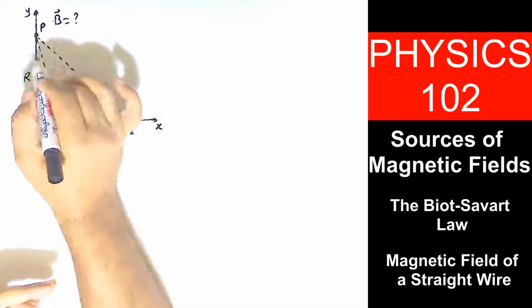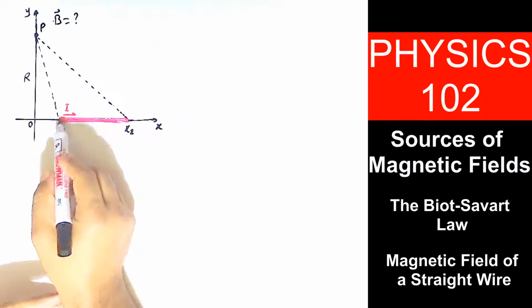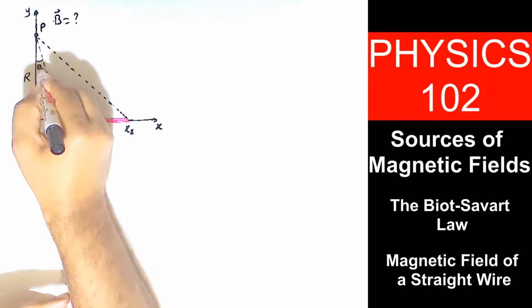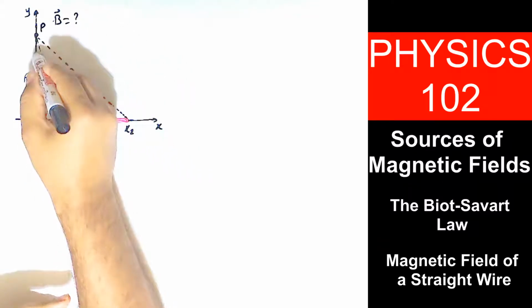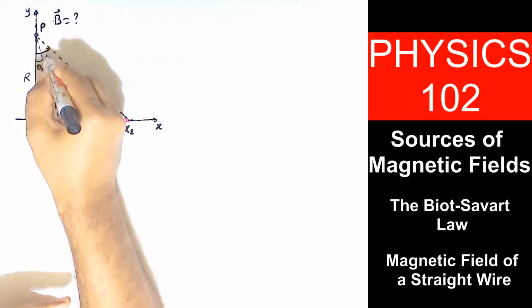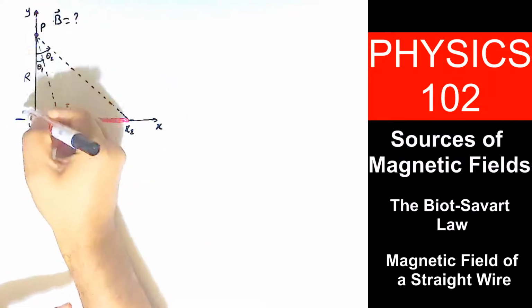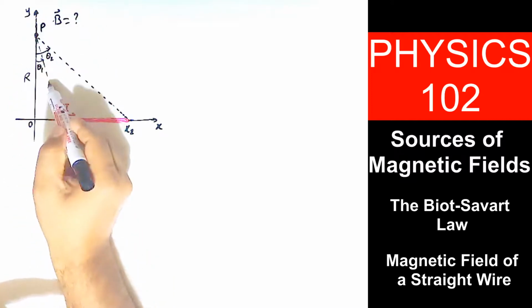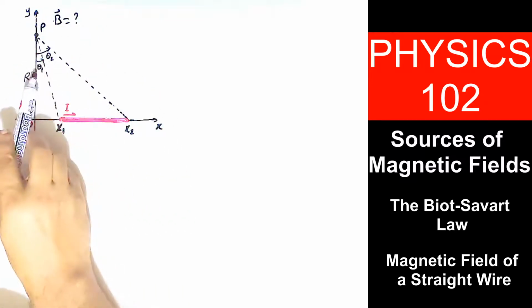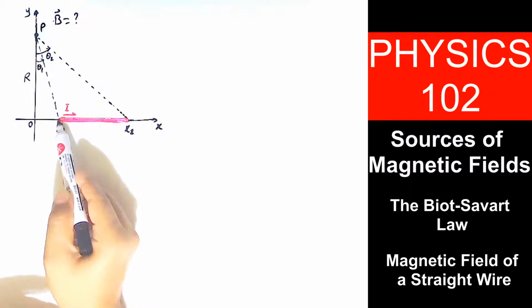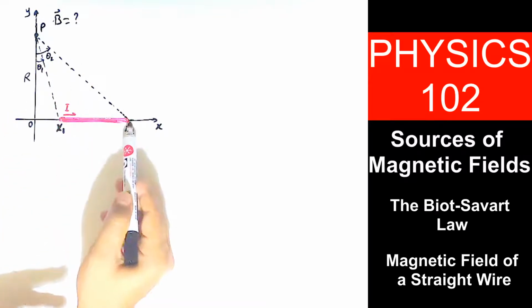We may also locate these endpoints by just giving these angles. This is theta 1, and this let's call theta 2. These angles are measured from the vertical axis, the y axis, from the dashed lines. And once you know what theta 1 and theta 2 are, that means you know the starting point and end point of the wire.